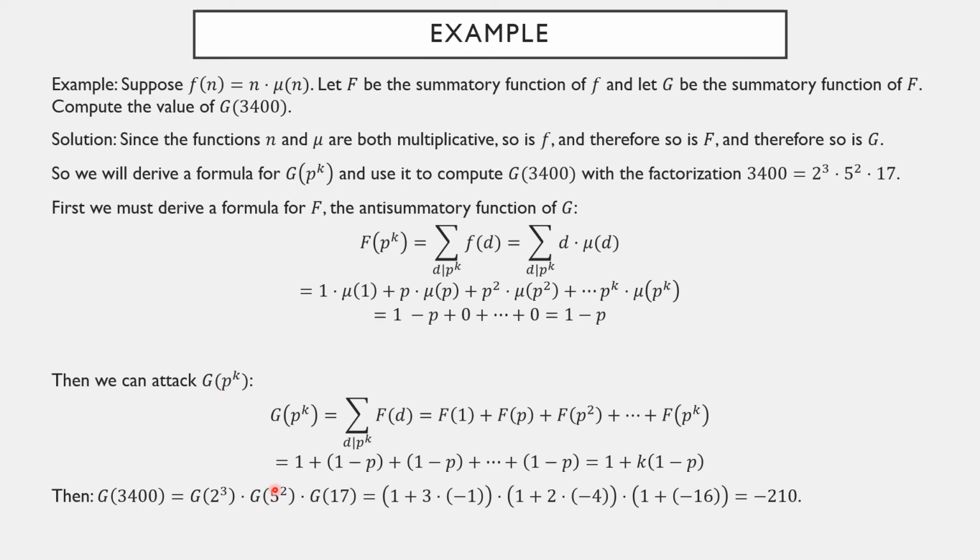So the prime is 5 and the power is 2. 1 plus 2 times 1 minus 5. 1 minus 5 is negative 4. 1 plus 2 times negative 4.